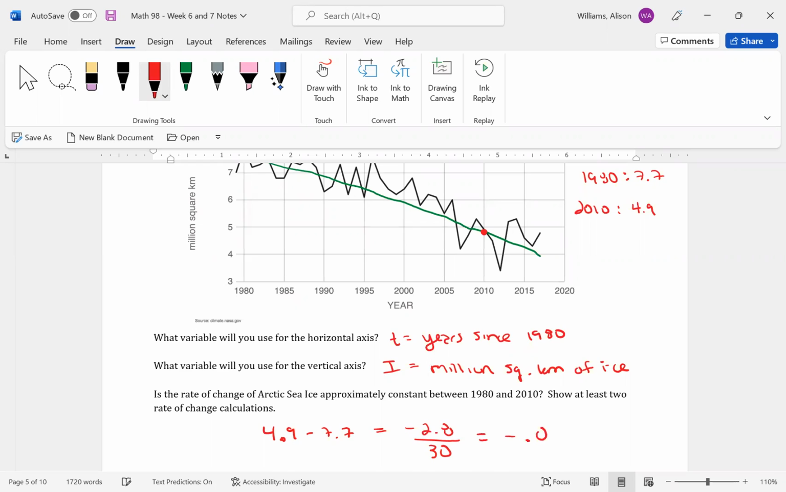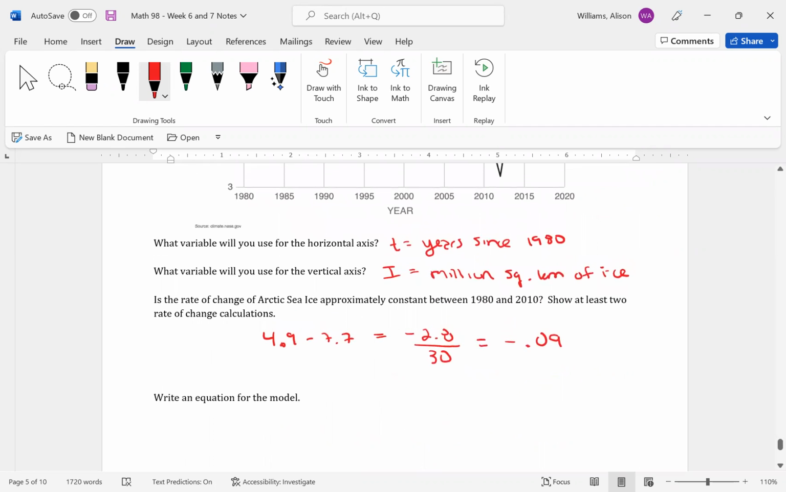negative 0.0, we'll just say 0.09. So it's decreasing 0.09 million square kilometers every year. And to write an equation for that would be I equals 7.7, which was our starting value, minus 0.09t. So for every year, it's going to decrease by 0.09, that square area of ice.